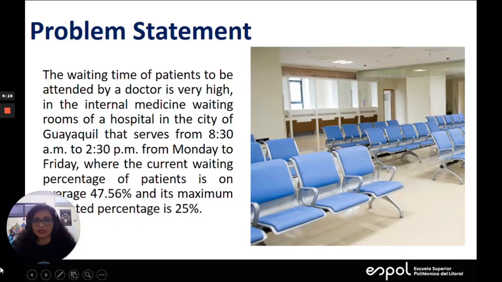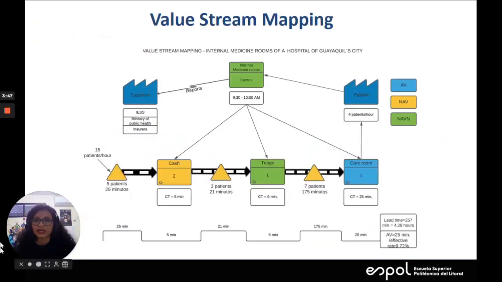Our problem statement is that the waiting time of patients to be attended by a doctor is very high in the internal medicine waiting rooms of a hospital in the city of Guayaquil that serve from 8:30 a.m. to 2:30 p.m. from Monday to Friday, where the current waiting percentage of patients is on average 47.56% and its maximum tolerated percentage is 25%.